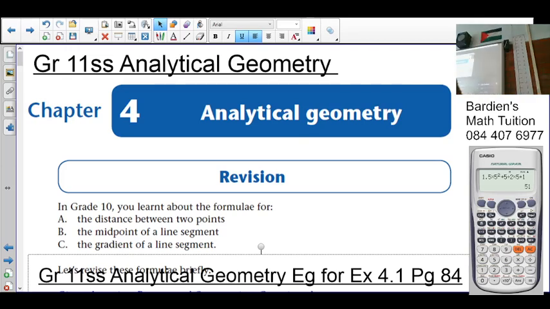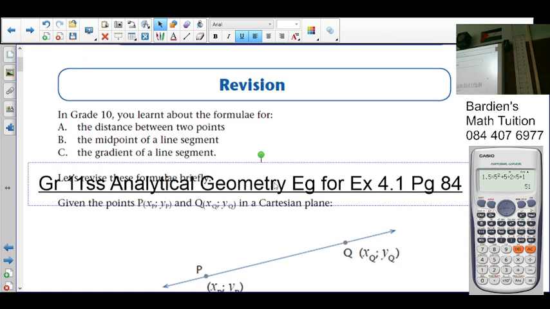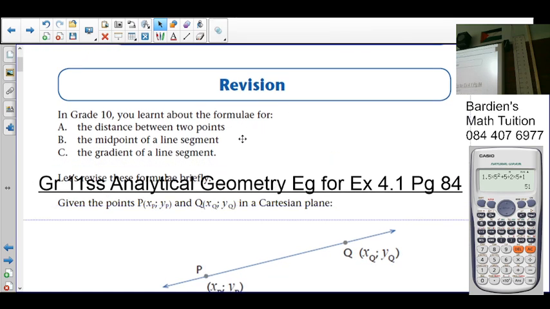Okay, good morning class. So today we're looking at analytical geometry, grade 11. We're looking at chapter 4, the revision. In grade 10 you've learned about the formula for distance between 2 points, the midpoint of a line segment and the gradient of the line segment.